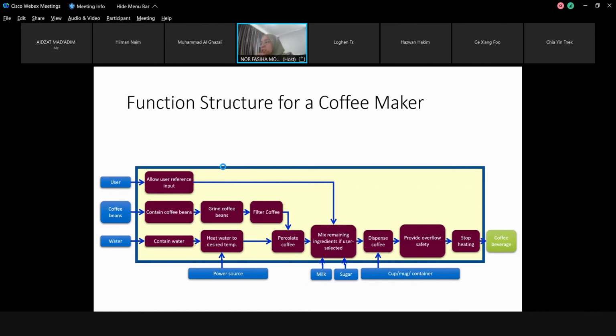Later, we will use these decomposed small functions for creating our ideas, mainly for our morphological chart. You probably know already what a morphological chart is. To identify what we're going to put in the morphological chart, the small functions, one way is to do this function structure. You decompose the main function into small functions. And this is very important: every statement must start with a verb. Do what, to what.